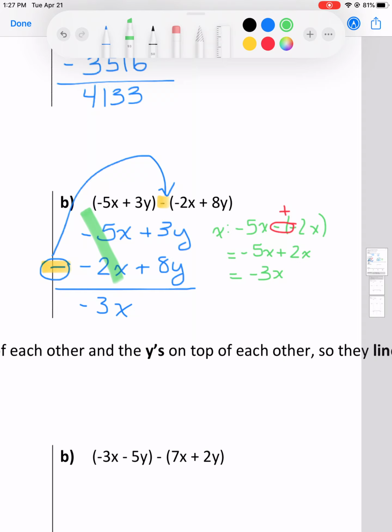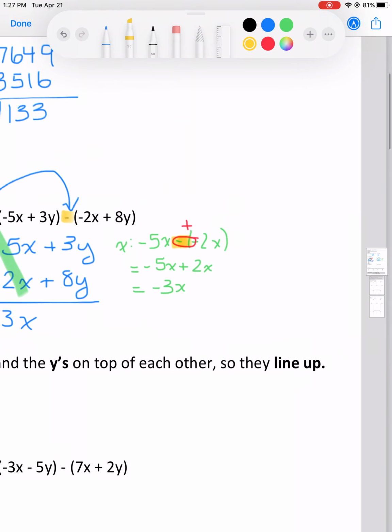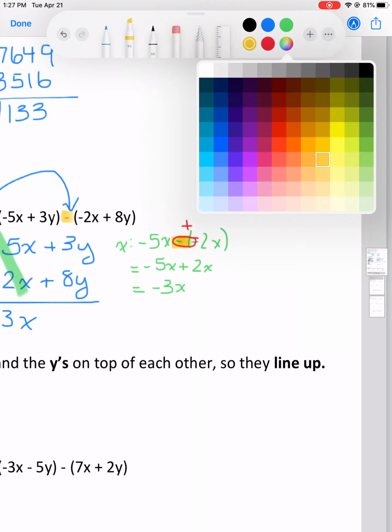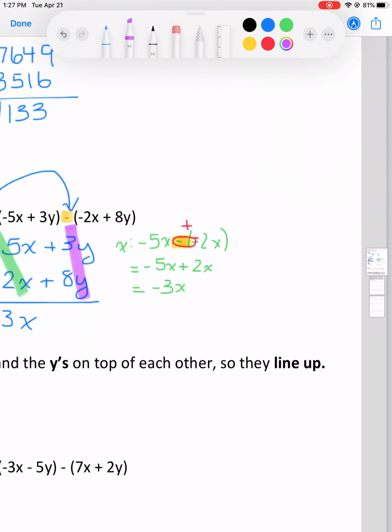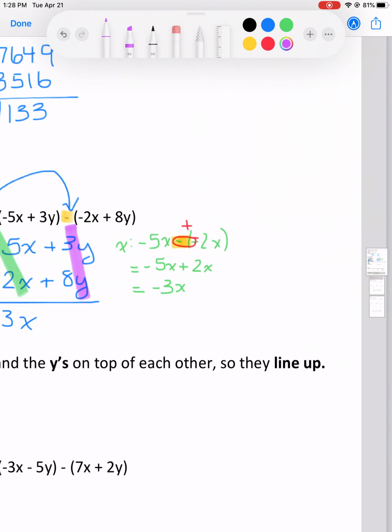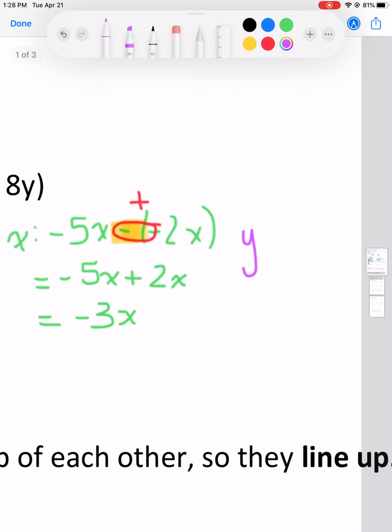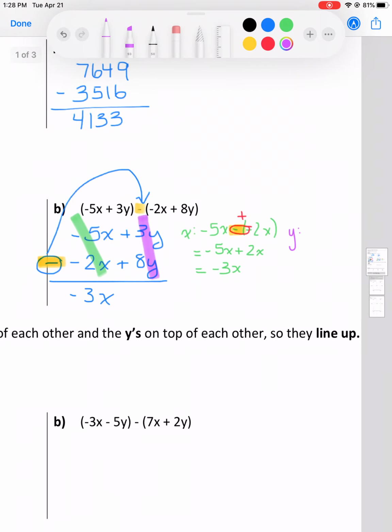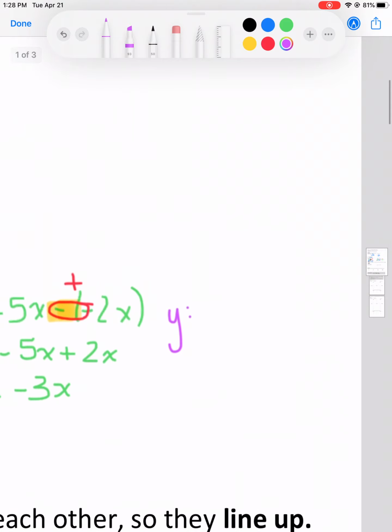And just a reminder, this negative sign here is that negative sign there. It's the same one. Okay, now I'm going to do my y's in this color. So, we have 3y minus 8y.